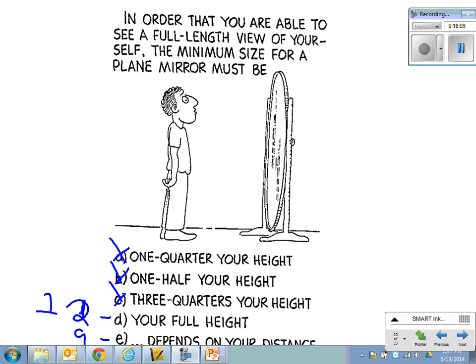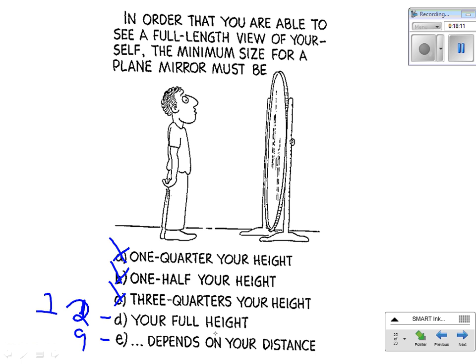So here's our voting results for class. I think it's probably more than 9, but some of you didn't vote. This is one of those unfortunate situations where nobody's right. Oh, sorry, guys. B is the correct answer. B is the correct answer. It has to be half your height.